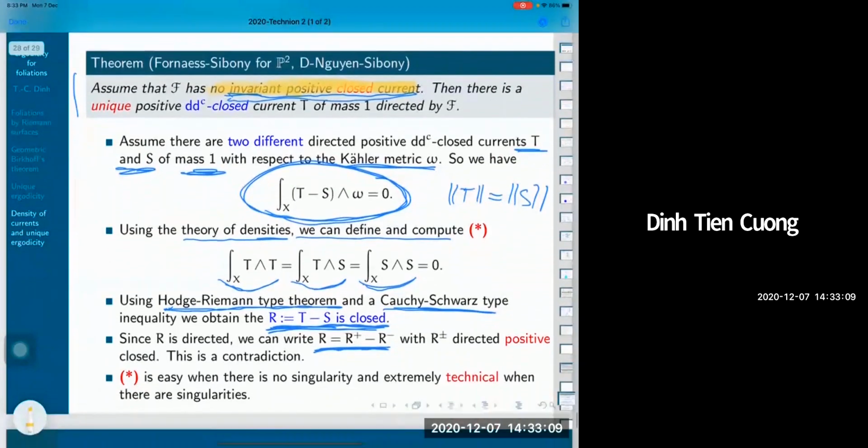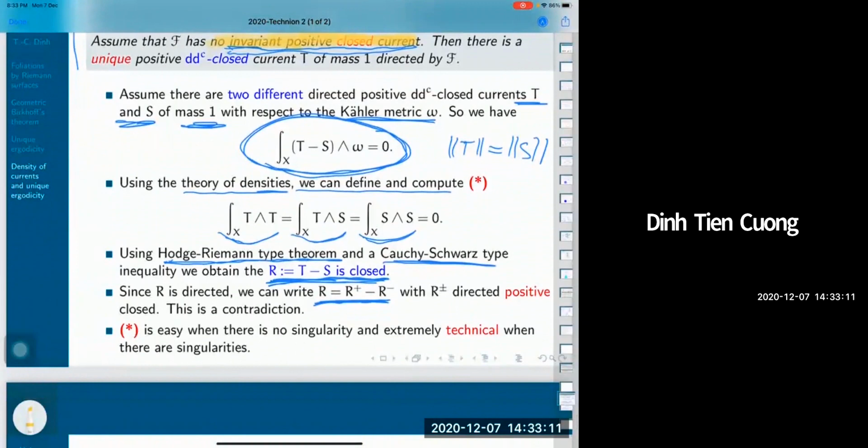We assume that there is no positive closed current. So here you get the contradiction. However, we have a very difficult technical problem here. To compute this, if you have no singularities, then it's relatively easy. But because of singularity, we have to do some computation. It's very technical, and we use some local information and some estimates.